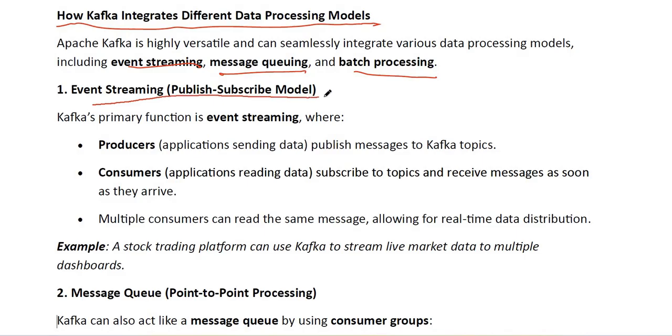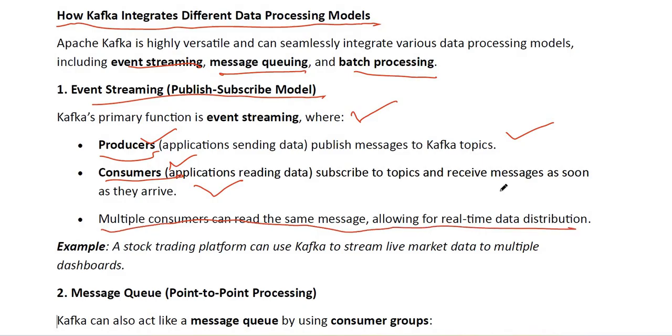That means the publish-subscribe model. So here two things will be there. One is the producer, the application which is sending the data, and on a particular topic the messages can be published. The second one is the consumer, the application that receives the messages. And multiple consumers consuming the message is also possible; they can read the same message. A group of consumers can also read the same message, that is called the consumer group.